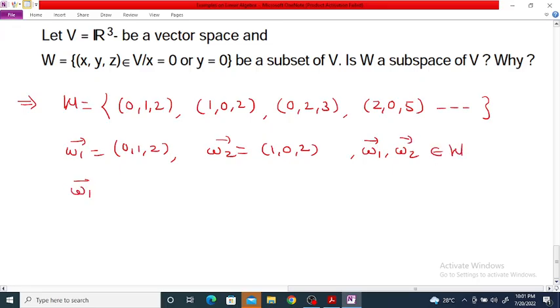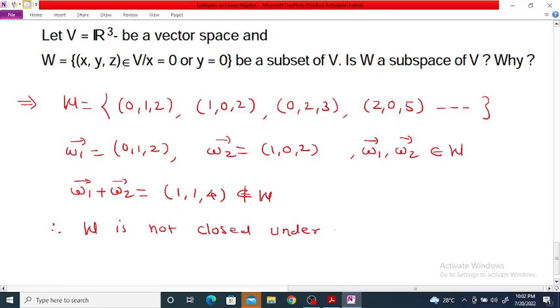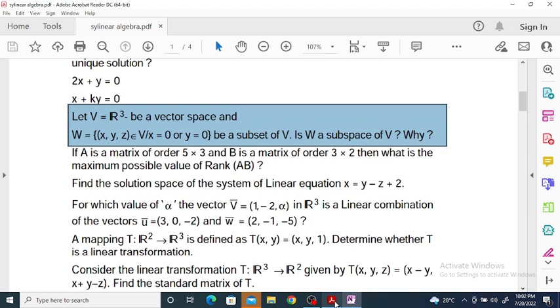But if we take their addition, W1 bar plus W2 bar, then we get here (1, 1, 4), which does not belong to W. Why? Because not X is 0 or Y is 0, and therefore W is not closed under vector addition, and therefore W is not a subspace of V. Next example.